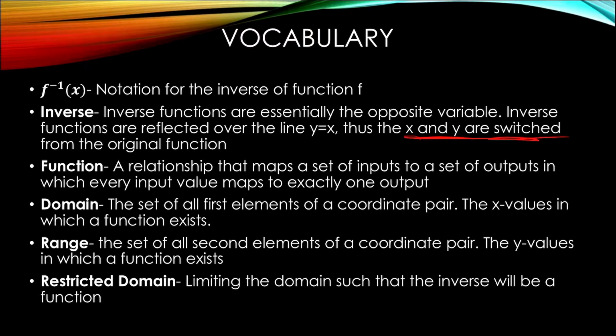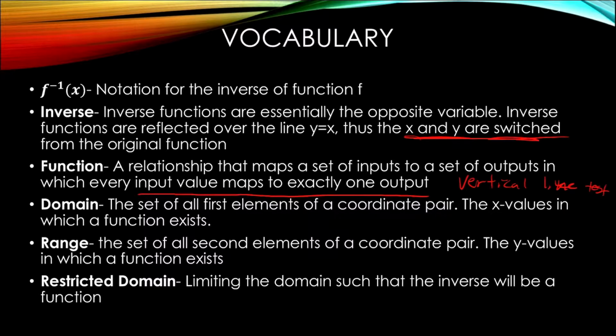We know that a function is a relationship that maps a set of inputs to a set of outputs in which every input maps to exactly one output. That is also known as the vertical line test.